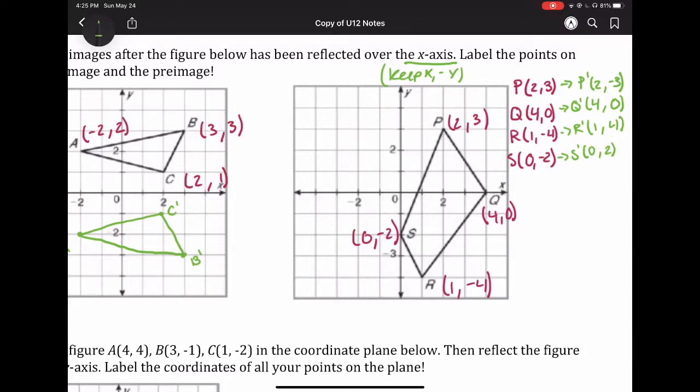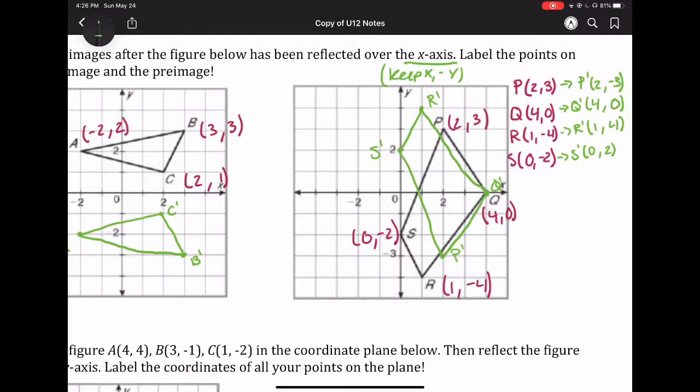Now let's go ahead and plot those points. So I have 2, negative 3 gives me my new P. 4, 0, Q is at the exact same point. That's my new Q. My new R is at 1, positive 4. And my new S is at 0, positive 2. Now I want to go ahead and connect those points. And that is my image after it has been reflected over the x-axis.